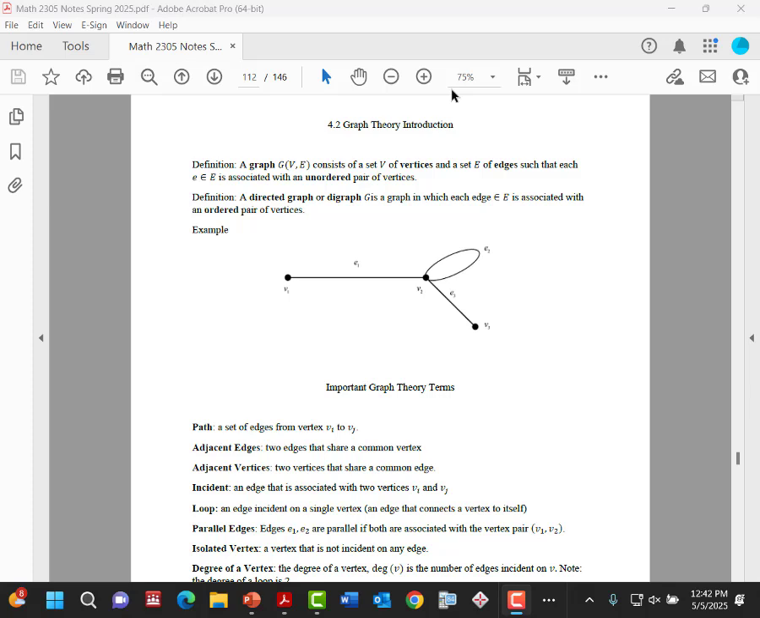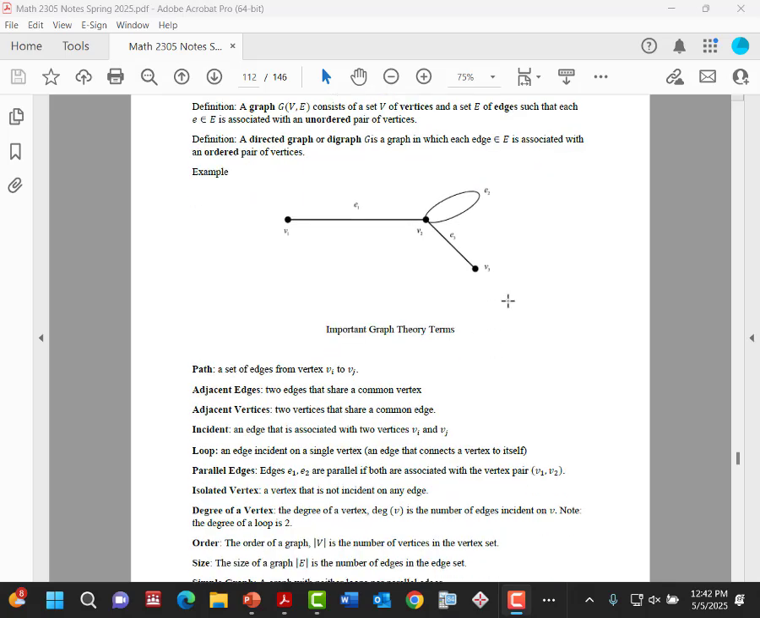So a graph is fairly simple. It consists of two sets, what we're going to call set V, the vertex set, and set E, the edge set. And there's going to be some relation between the vertex set and the edge set. So here's a very basic example of a graph.